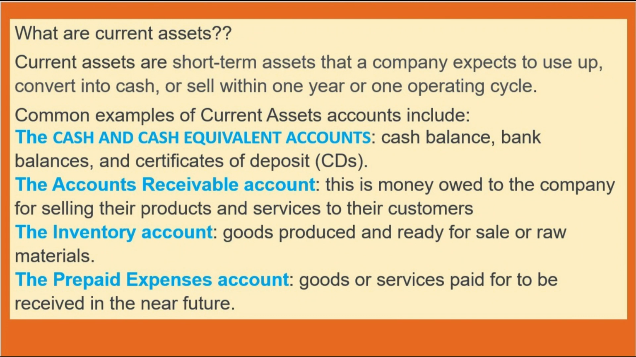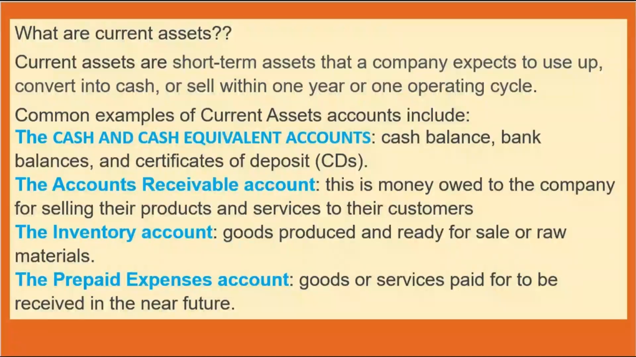The current assets account can be found on a firm's balance sheet. Common examples of current assets accounts include the cash and cash equivalent accounts: cash balance, bank balances, and certificates of deposit, CDs. The accounts receivable account: this is money owed to the company for selling their products and services to their customers. The inventory account: goods produced and ready for sale or raw materials. The prepaid expenses account: goods or services paid for to be received in the near future.